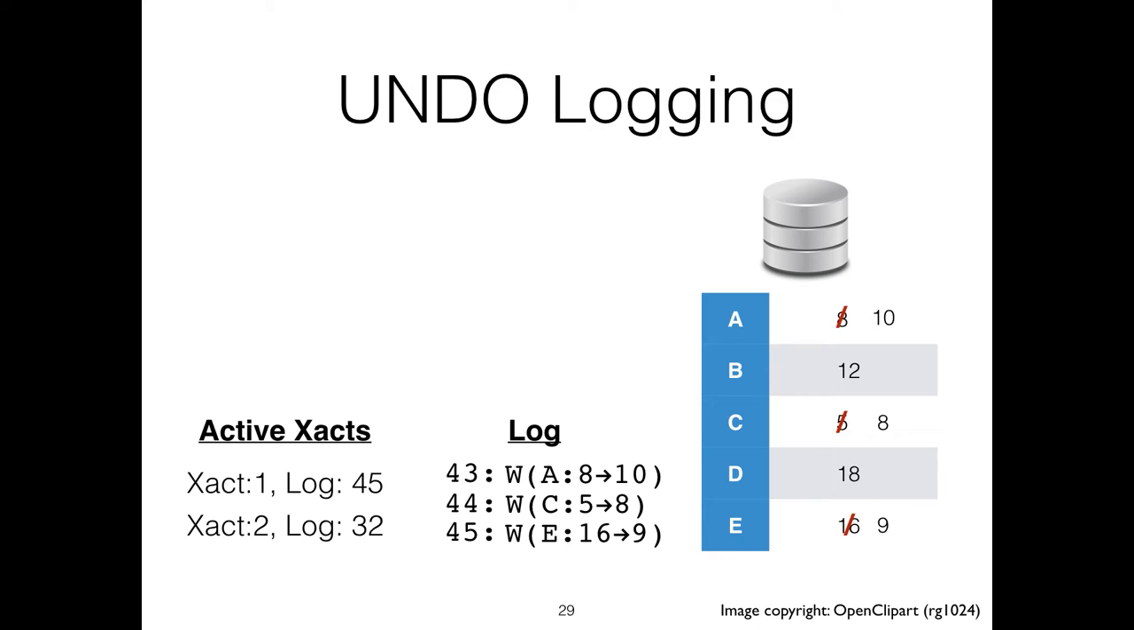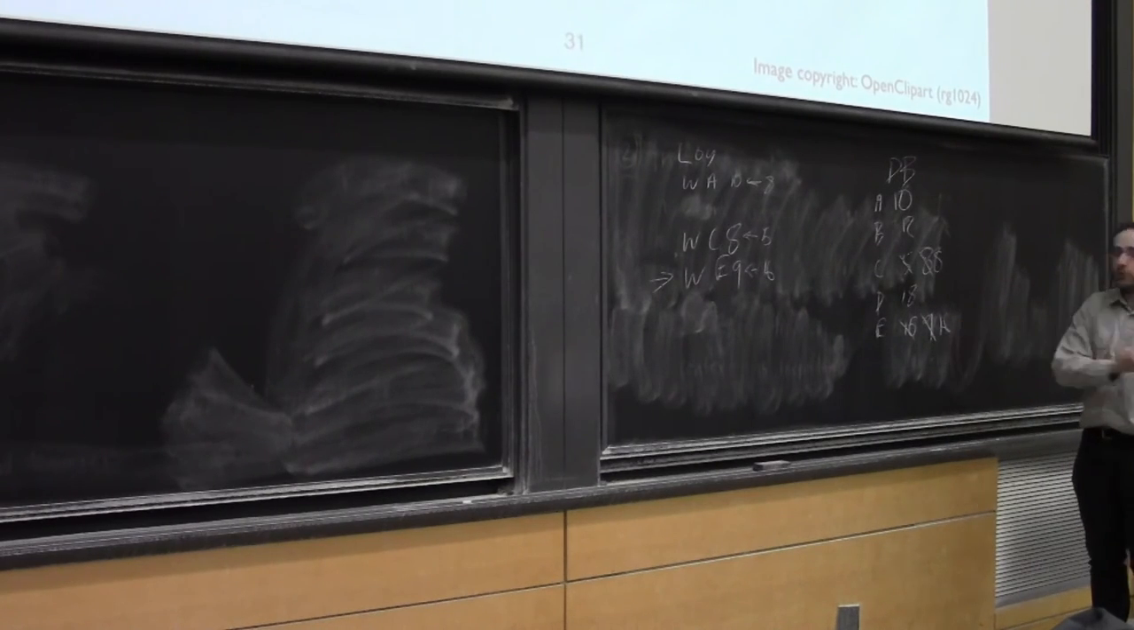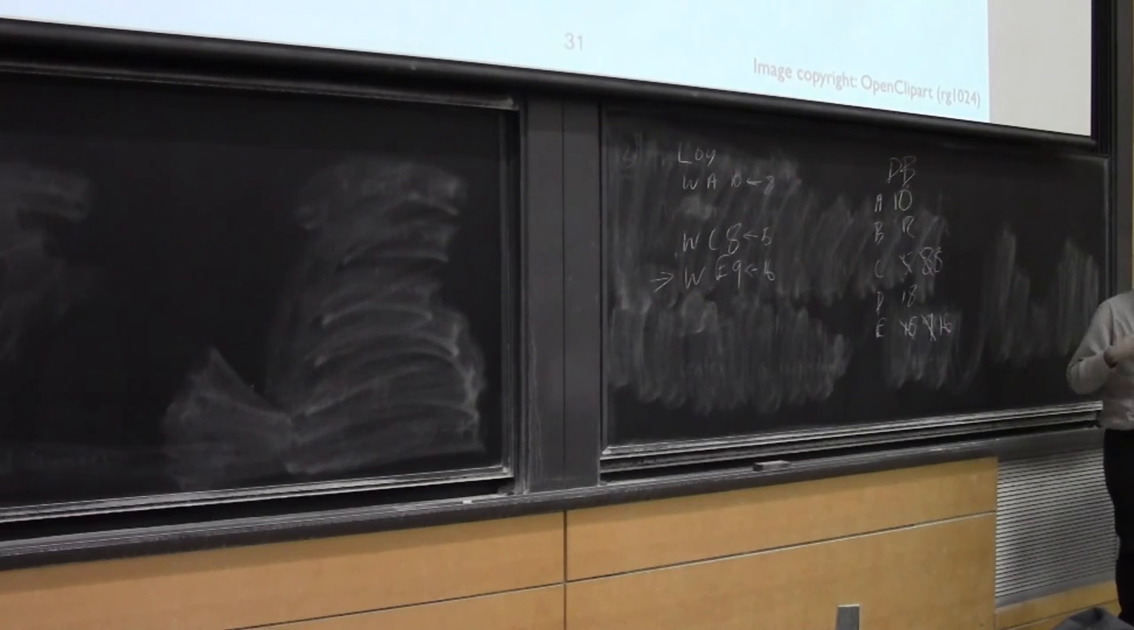So if transaction one turns out to abort, or if for whatever reason we need to undo the effects of transaction one, we can go to that last log entry and see, E was going to replace 16 with 9. Well, the value is 9. We're going to undo that. And we know exactly how to undo it because we have the original value of the operation.